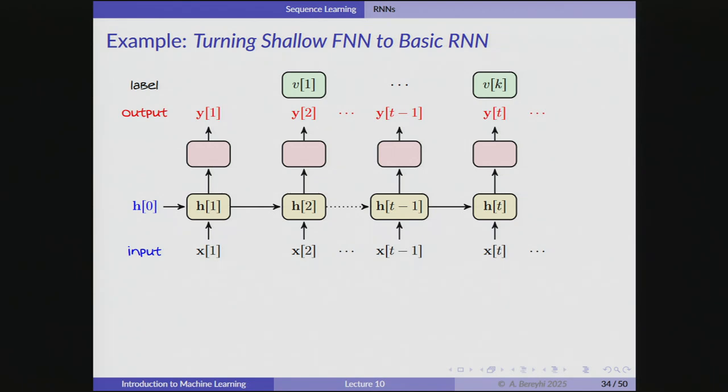What would you put as H of 0? H of 0, I mean, typically we just fix it to something, like all 0 or something random, but you can essentially treat it as a weight and learn it as well. So that's also possible.